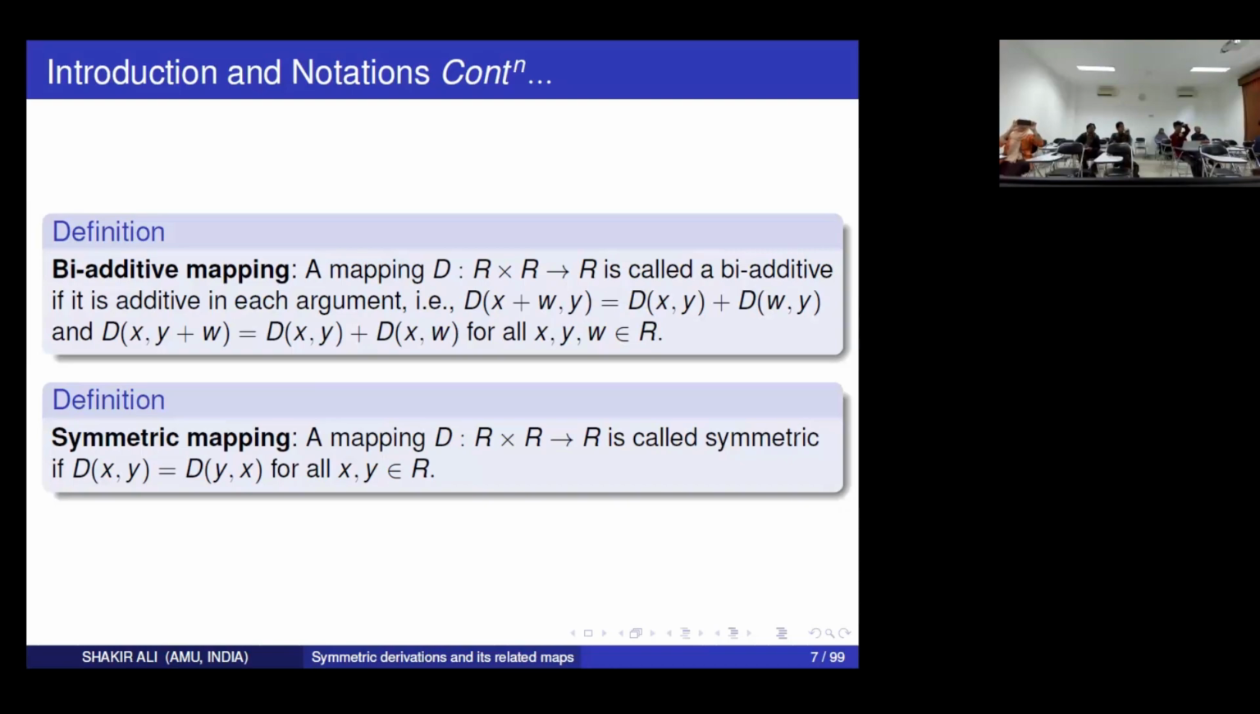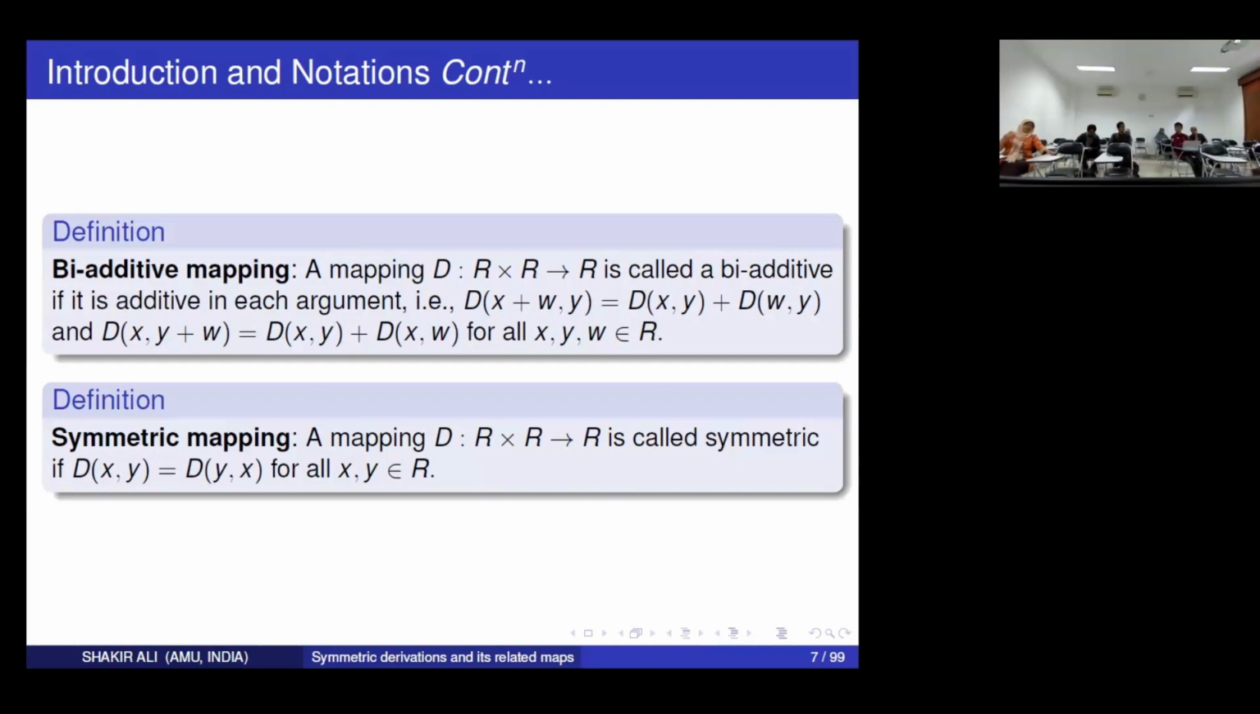And what is the meaning and role of symmetry? The next definition is like this. Symmetry means that if you change the roles of x and y, the value does not change. You can work with x or y, but it does not change anything. This makes it symmetric.